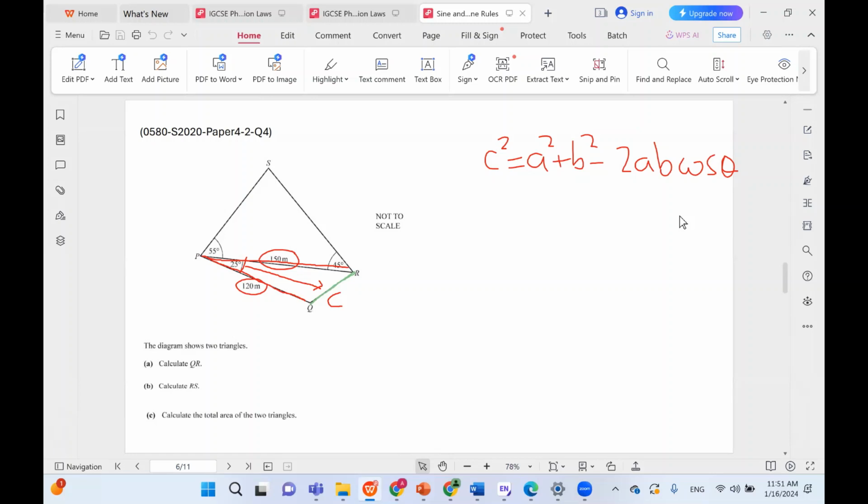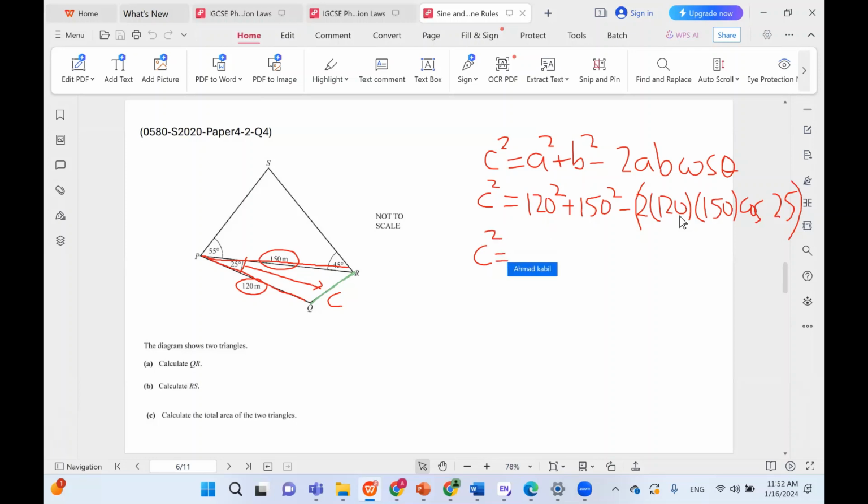So in this case, we can just say 120 squared plus 150 squared minus 2 times 120 times 150 multiplied by cosine of 25. And all of this is in a bracket. So let's evaluate each term individually. Of course, this is all equal to C squared. So C squared is equal to the following.